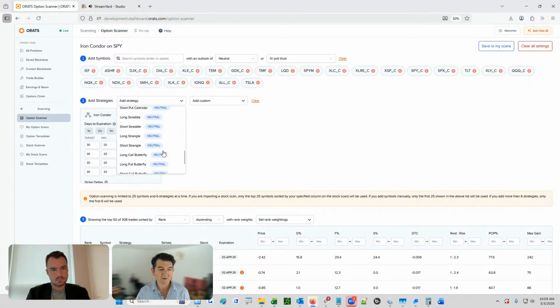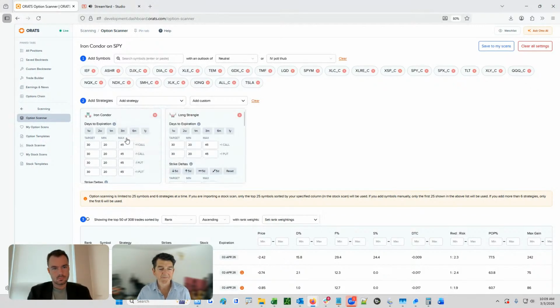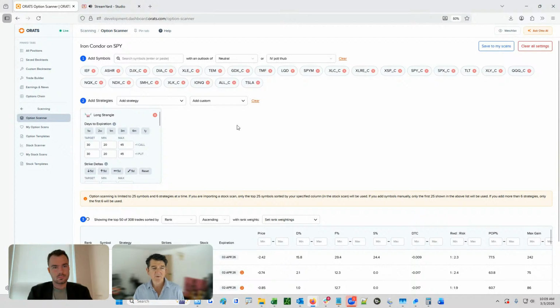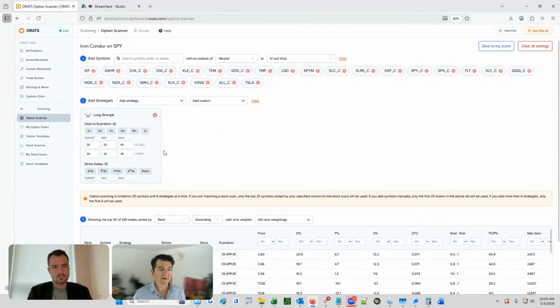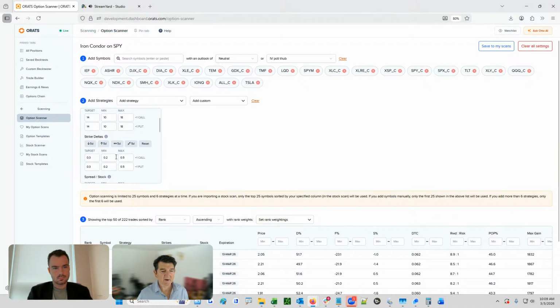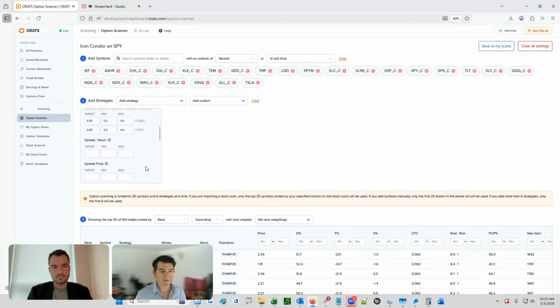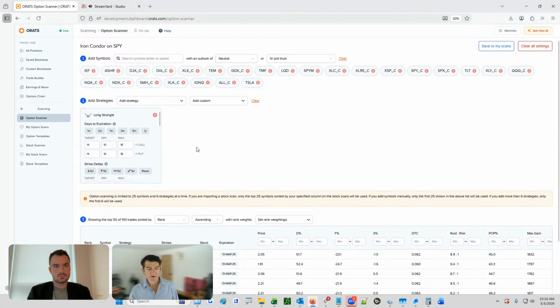So we might do a long strangle, let's just say. Now how long? Maybe we'll do a little bit less, so I'll pick 2 weeks, and then maybe we'll go out a little bit delta-wise. So 25 delta. We could tighten this up, so it's 20 to 40. Anything else that you could pick here, you could narrow it down. So it looks like TEM is coming through.